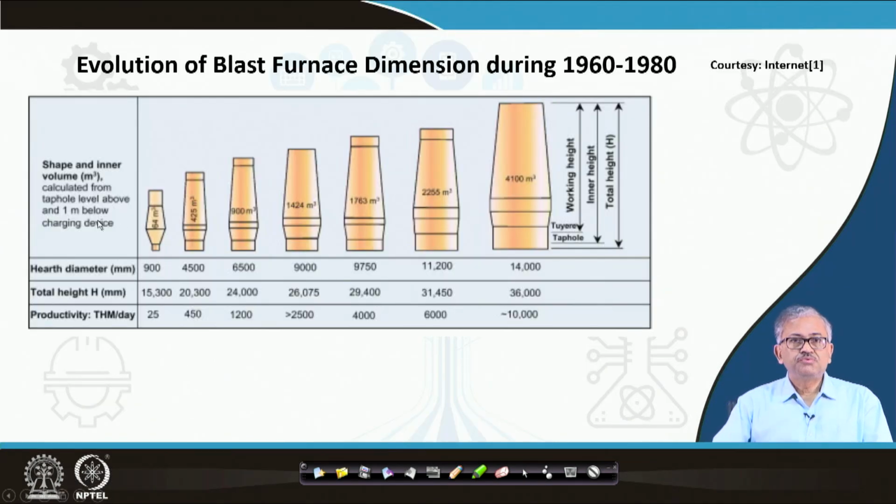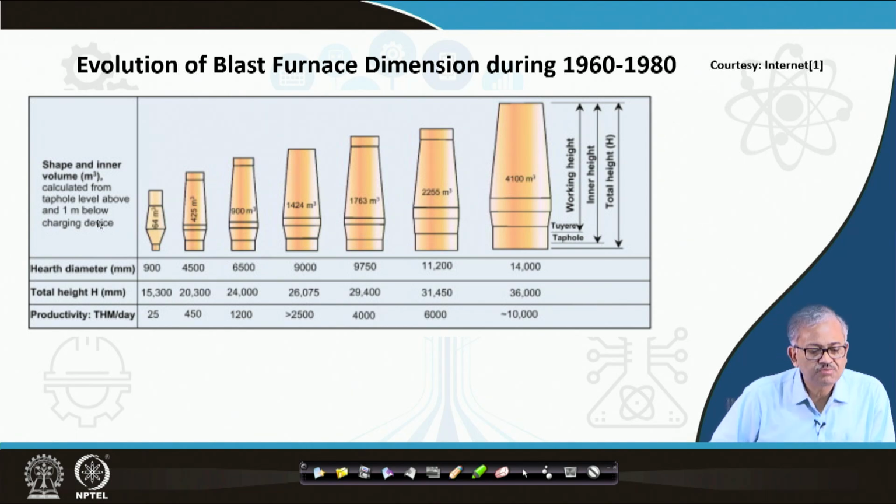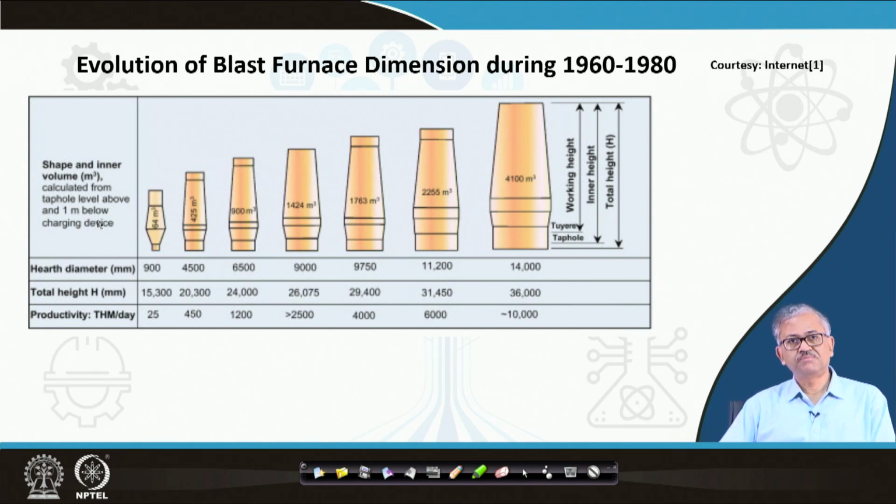Now first, if you see the evolution of the blast furnace dimension from 1960 to the 80s, during that time there has been a significant increase in the blast furnace dimensions. After that it has increased, but not that significantly, because the blast furnace had already grown to 4000 meter cube by 1980, and nowadays a blast furnace of around 6000 meter cube is also available. But the major growth, starting from say 64 meter cube to 4000 meter cube, took place during this time.